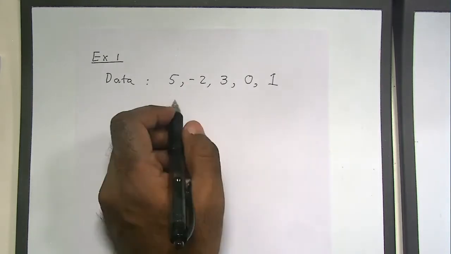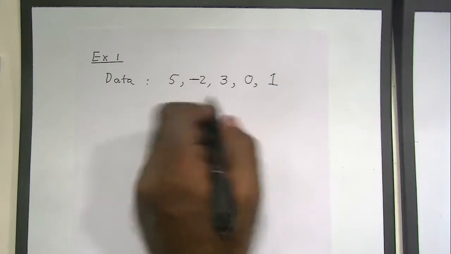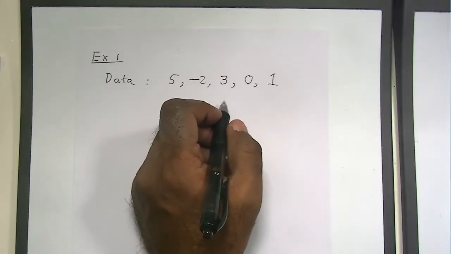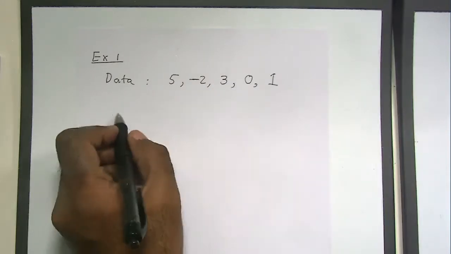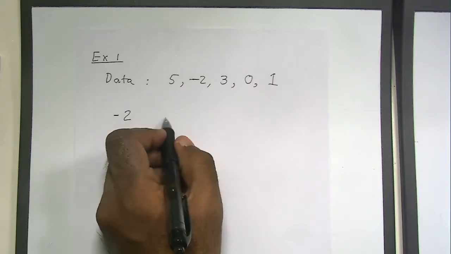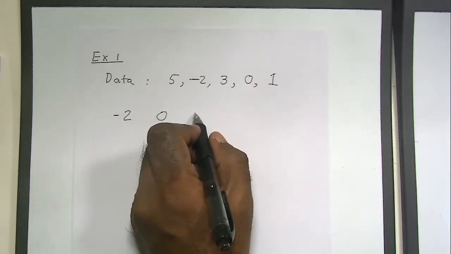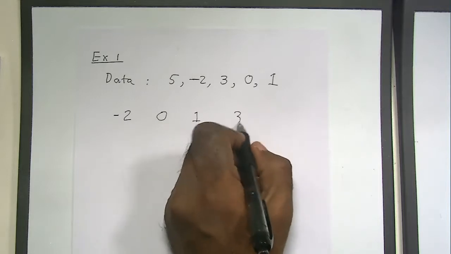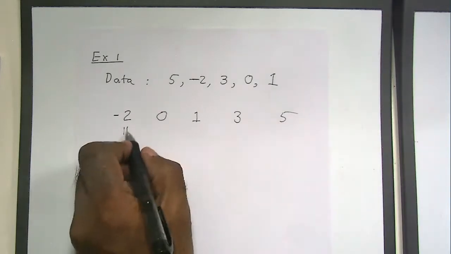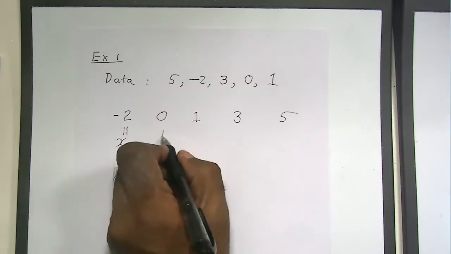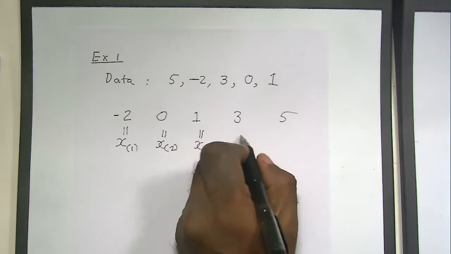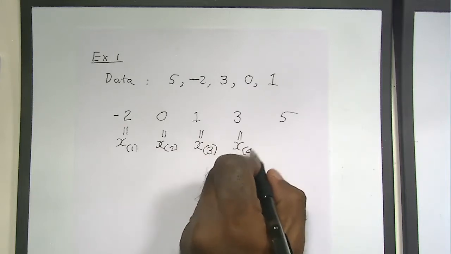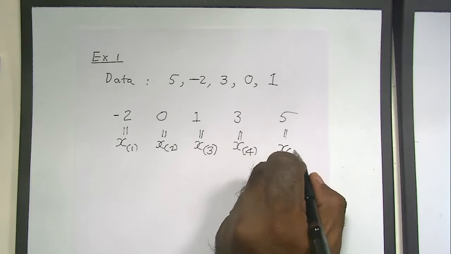Now, what's the smallest of this data? Come on, talk to me, guys. What's the smallest of these data? Minus 2. And the next one? 0. The next one? 1. The next one? 3. The next one? 5. So this is your x sub 1, this is your x 2, this is your x 3, this is your x 4, and this is your x 5.